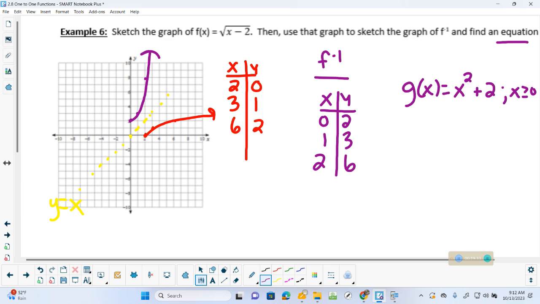Now if you're like, man, I would never look at that graph and be like, that's half of a parabola, it's shifted up two, and do all of that stuff, you can still do your switch x and y. X equals, and then solve for y. And lo and behold, we get the same thing, x squared plus 2.